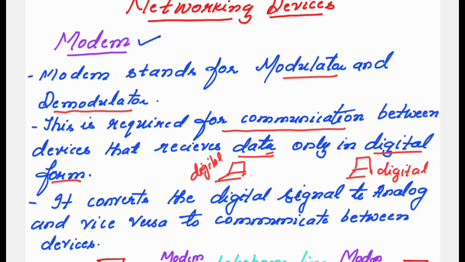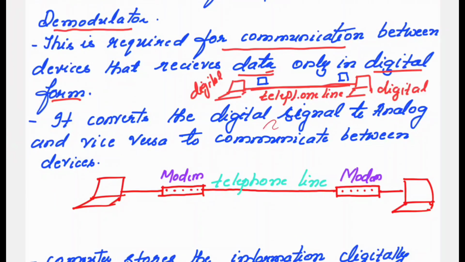But now what exactly will happen is, the transmission medium that is used here in between these two will accept only analog signals. So hence we require a device called a modem, which is going to do the needful. So a modem is required at this particular side, that is at the sender side. A modem is required at the receiver side. It converts the digital signal to analog and vice versa.